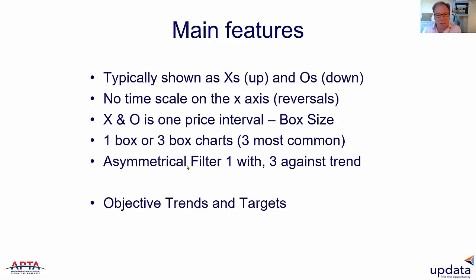The 3 box chart comes with an asymmetric filter, so you move 1 box with the trend, and it takes 3 boxes to actually reverse the trend and change columns. So it favors the trend just by the nature of its construction, and that leads to objective trends and targets.